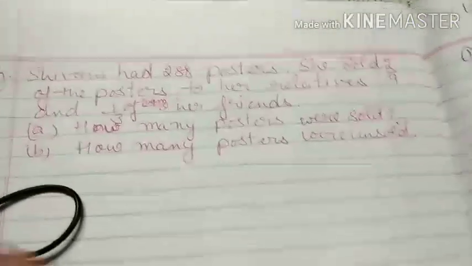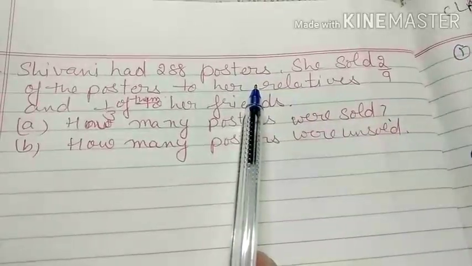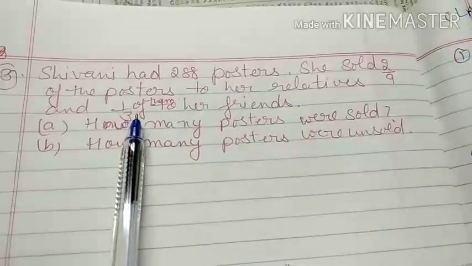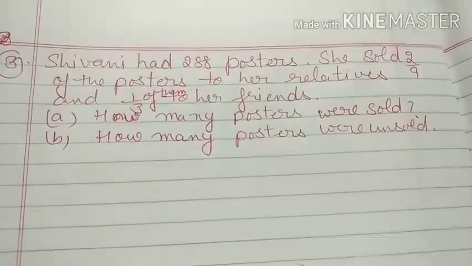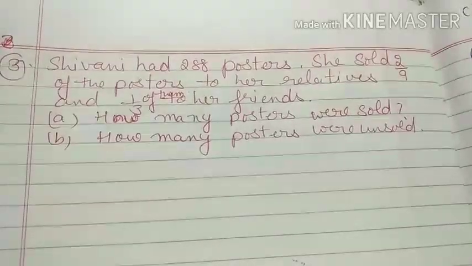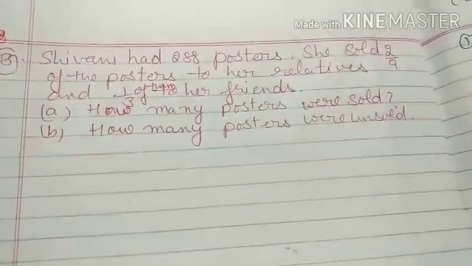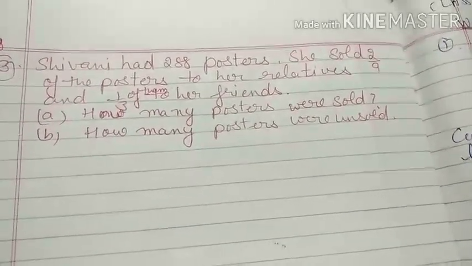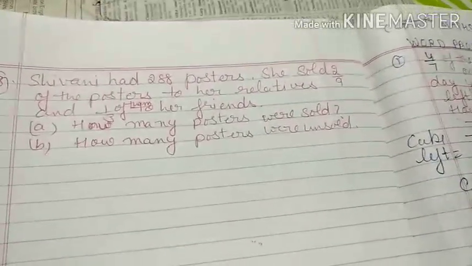Now my next question. Shivani had 288 posters. She sold 2 by 9 of the posters to her relatives and 1 by 3 of them to her friends. Shivani has a total of 288 posters. Among them, she distributed 2 by 9 of the total posters to relatives and 1 by 3 of the total posters to her friends. How many posters she sold and how many posters were left unsold, that you have to find.